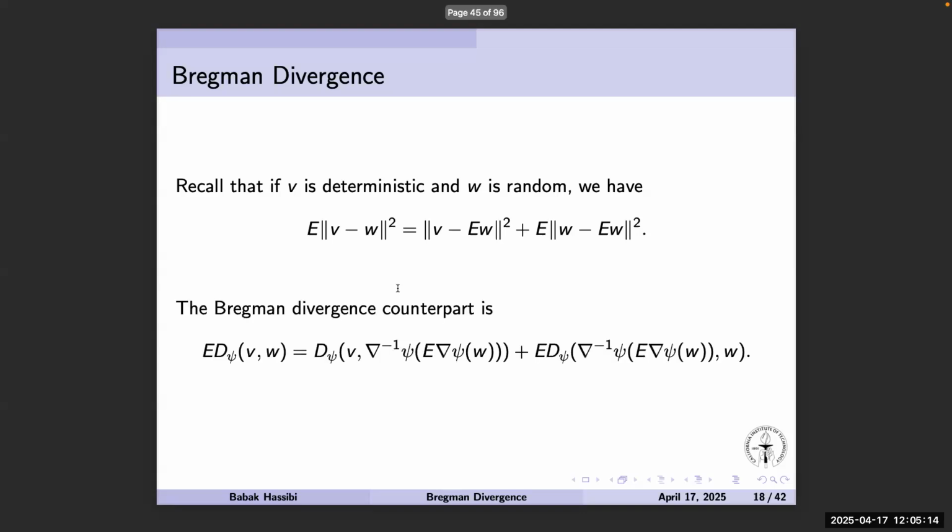There is something identical for Bregman divergence. This is probably the most important equation in this talk. If I'm looking at the expectation of the Bregman divergence between something deterministic and something random, I can break it up. It's kind of like inserting this expectation. You insert the same thing here, and you put it here in the first argument, and this separates. The object here is not the expected value of W. Rather, it's the expected value of the gradient of the potential evaluated at W, and then going through the inverse of this gradient. Think of the gradient as being a mapping. For example, in the quadratic case, if psi is a quadratic, the gradient is linear, it's the identity, and so this is just the expected value of W. That's a special case.